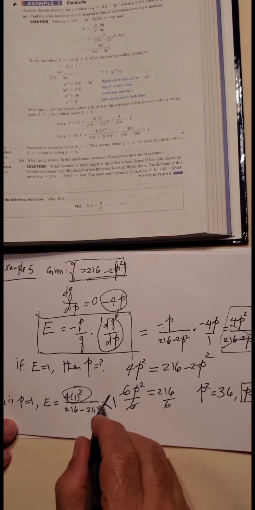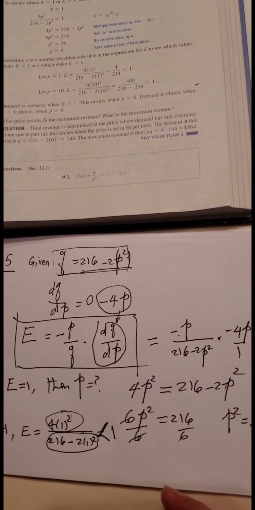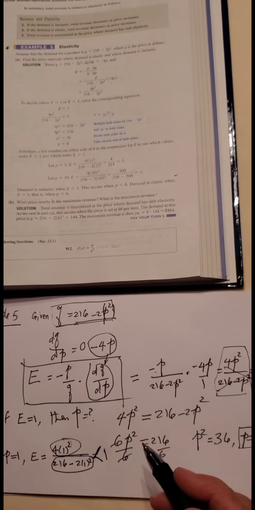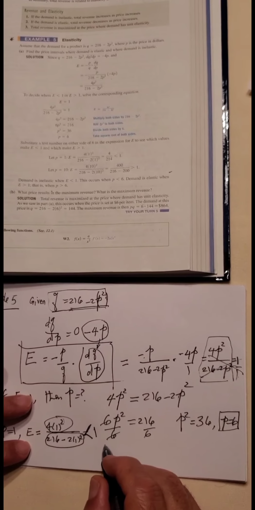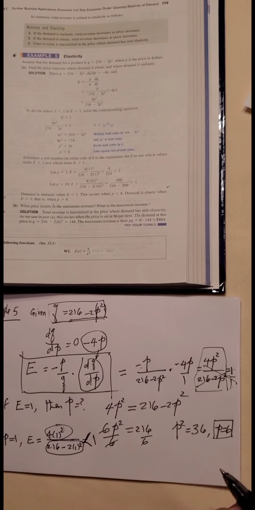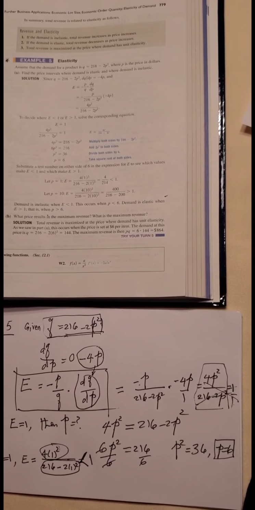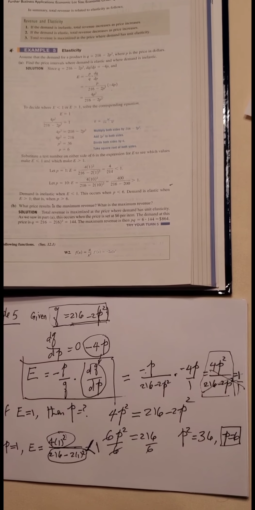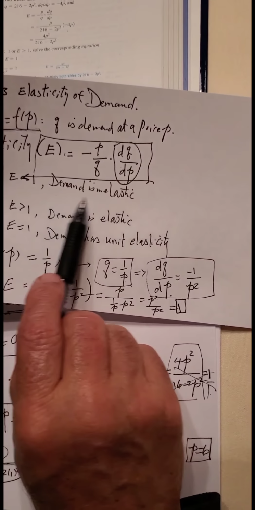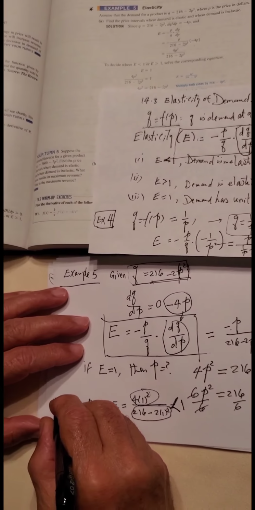Anytime the numerator is smaller than the denominator, we are not interested in what number we get, but actually you can substitute for it. You will get 4 divided by 214, which is smaller than 1. What happens when E is smaller than 1? If we go by the definition, when E is smaller than 1, then demand is inelastic. So in this case, you have inelastic.